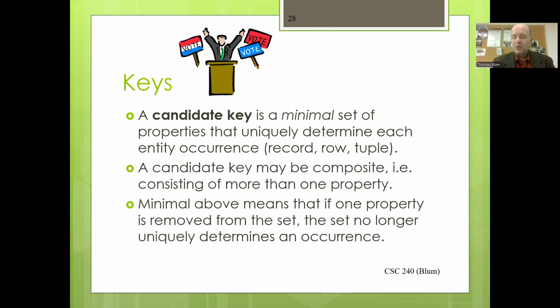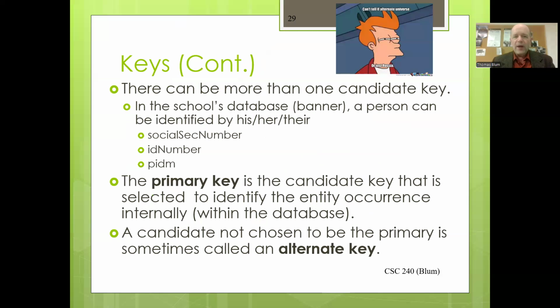And it's minimal if I can't take anything away. So if I have three things, I can't take away any one. If I take away one, they're no longer unique. So all of that makes it a key, and if it's minimal, it's a candidate key. There can be more than one.